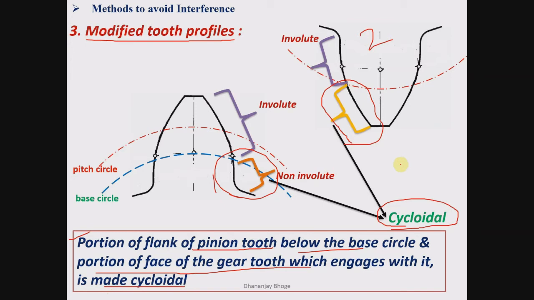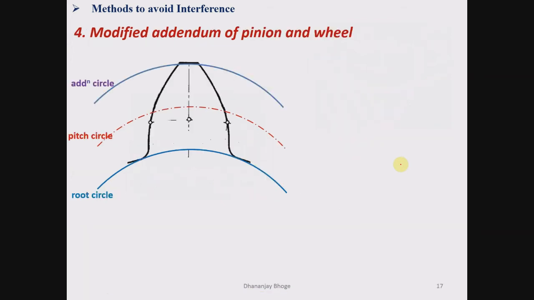Now number 4, write down number 4, modified addendum of pinion and wheel. So please write down this. We will continue the methods to avoid the interference. Number 4 is modified addendum of pinion and wheel. Now no need to draw this diagram. We have already drawn it in method number 3.